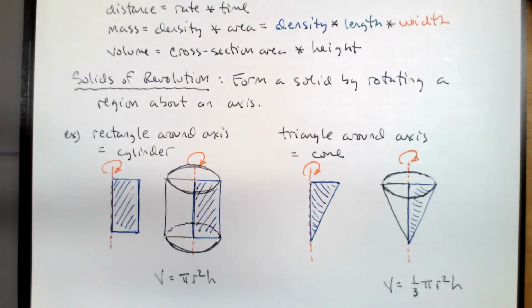So here's going to be the game. We're going to form a solid by rotating a region about an axis. Any questions before we begin?